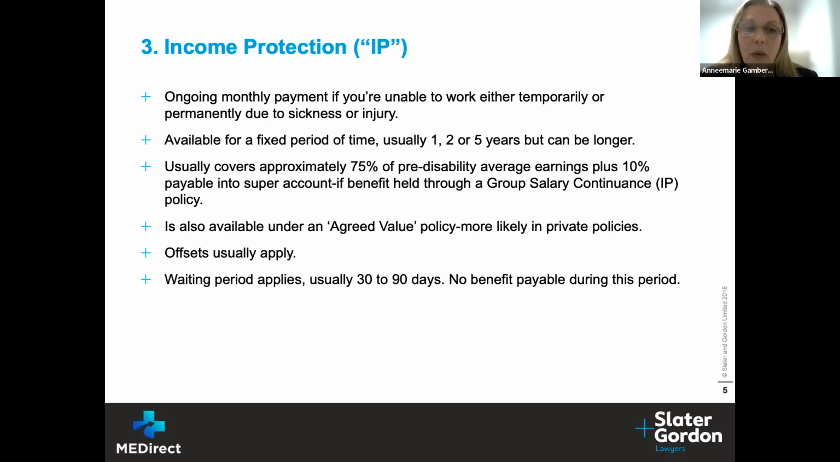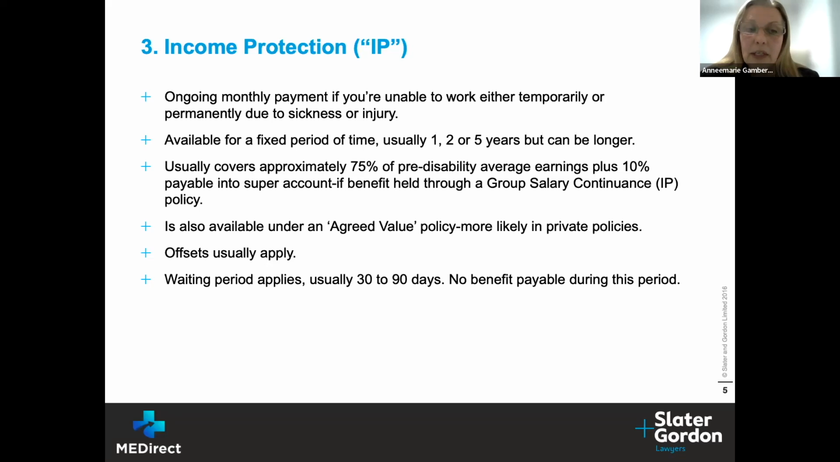So firstly, what is income protection? As the name suggests, they are payments if you're unable to work. They are payments to protect the income that you've lost because you are injured or ill and are unable to work. They are paid on a monthly basis. They're available for a fixed period of time, usually 1, 2 or 5 years, but there are some policies which do go for much longer to, for example, age 65 or 67.